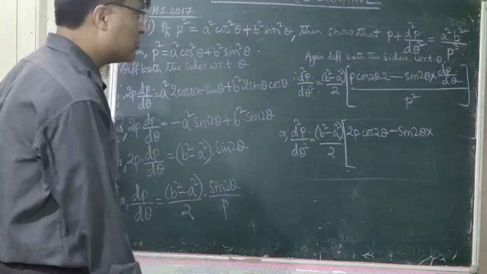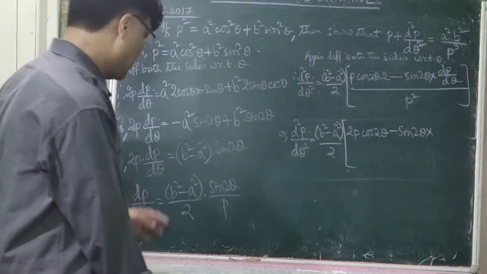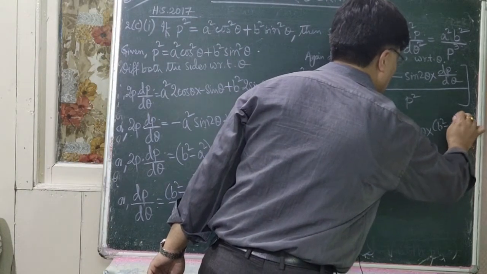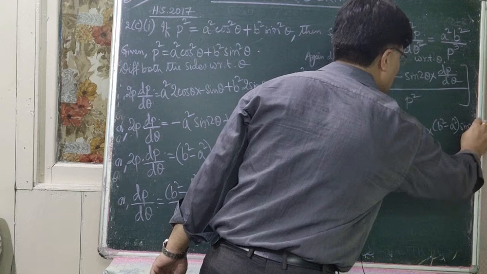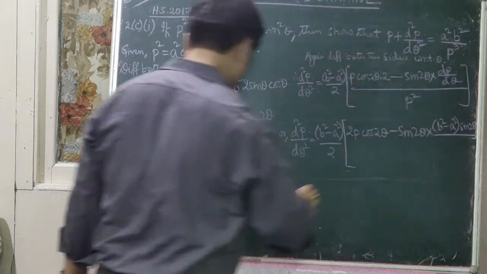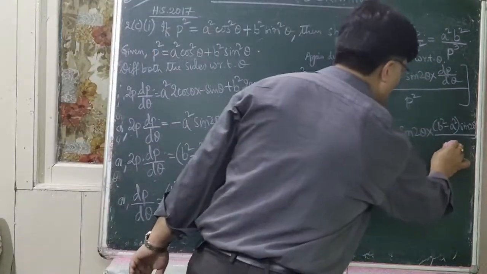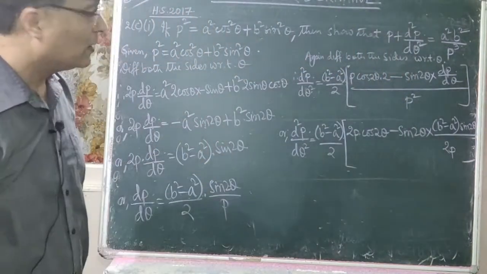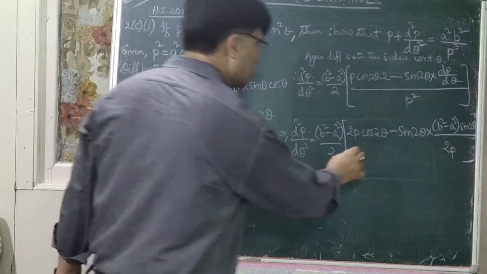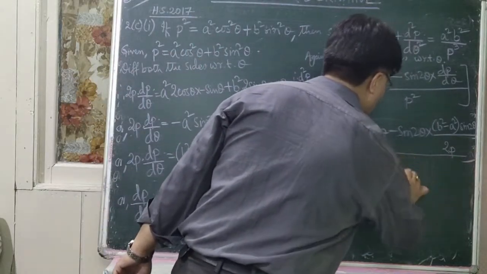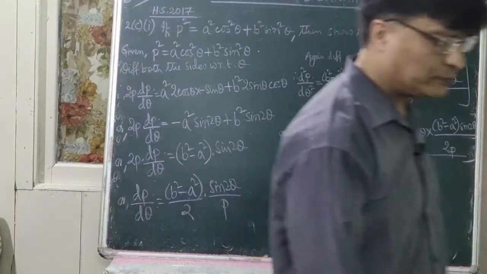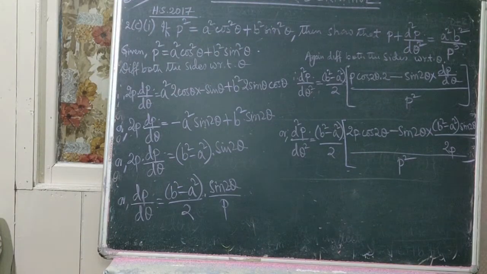So minus sin 2 theta into, what is dp by d theta? It is b square minus a square, sin 2 theta whole divided by 2p. Is that clear now? So I think you have understood it. This whole divided by, this is your p square. So you can copy it. So now we will simplify it now.